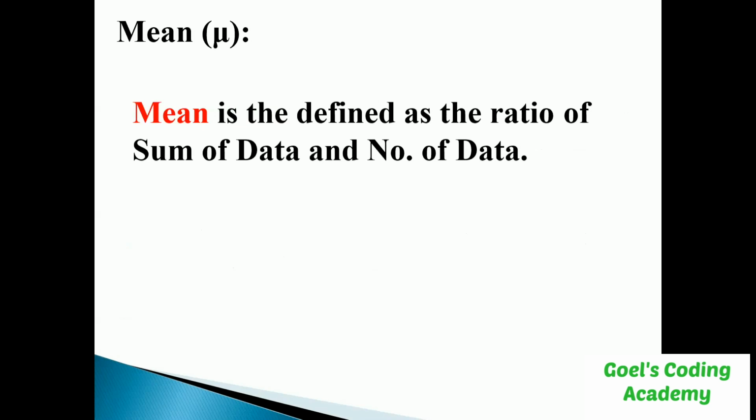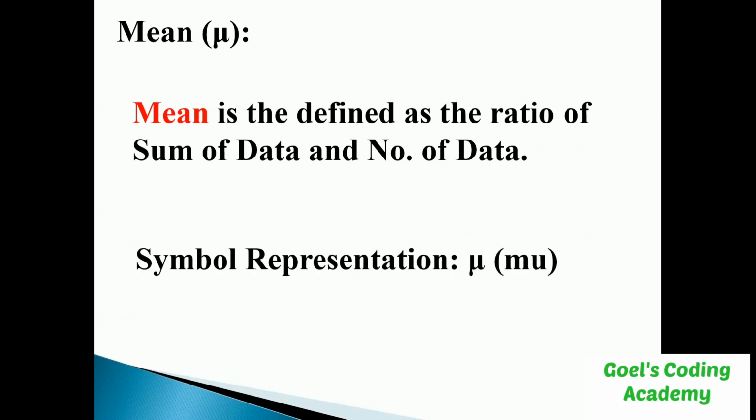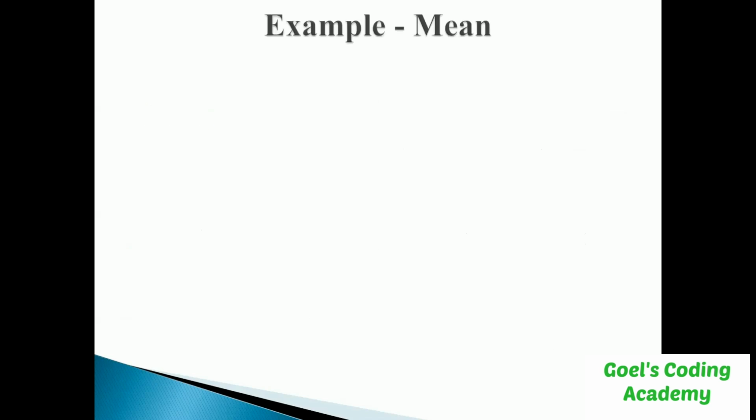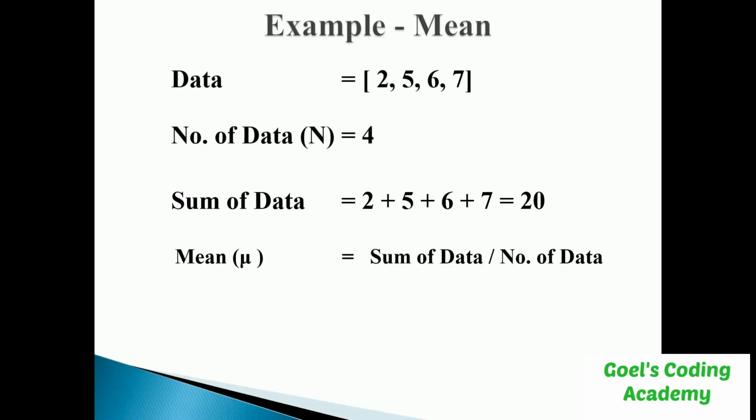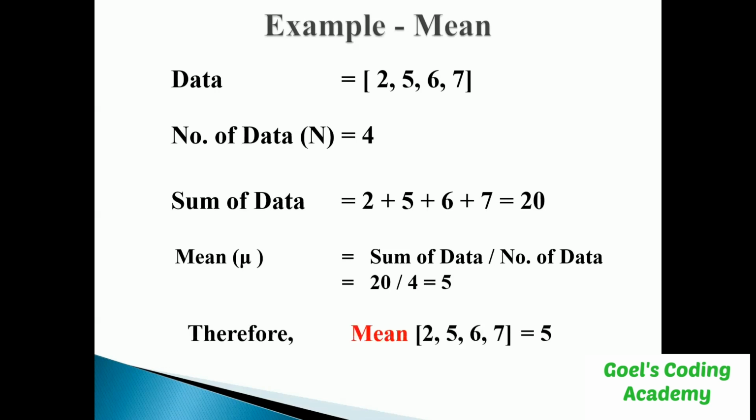Let's define mean. Mean is defined as the ratio of the sum of data and the number of data. Symbolically, mean is represented by a Greek letter called mu. To understand mean numerically, let's take an example. Say the data series is 2, 5, 6, 7. Clearly, the number of data elements in this series is 4 and the sum of data is 2 plus 5 plus 6 plus 7, that is equal to 20. Therefore, mean is calculated as sum of data divided by number of data, that is 20 upon 4, which is equal to 5. Therefore, we can say that the mean of this data series, 2, 5, 6 and 7, is equal to 5.